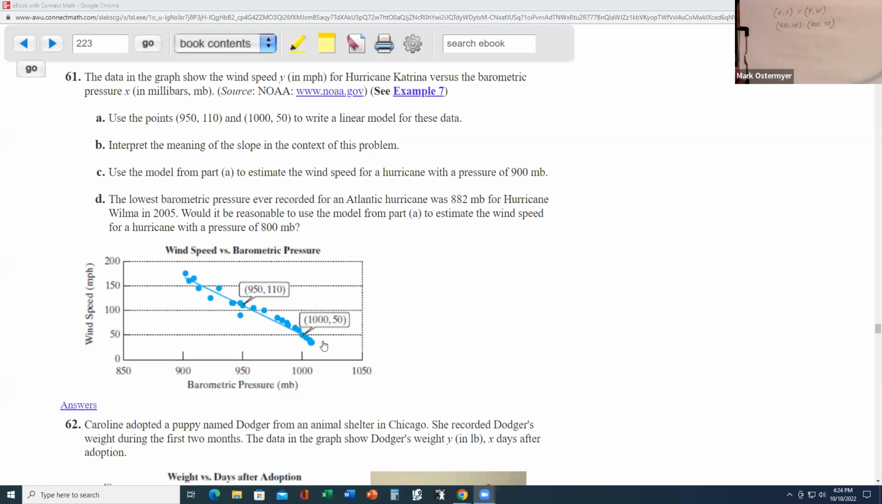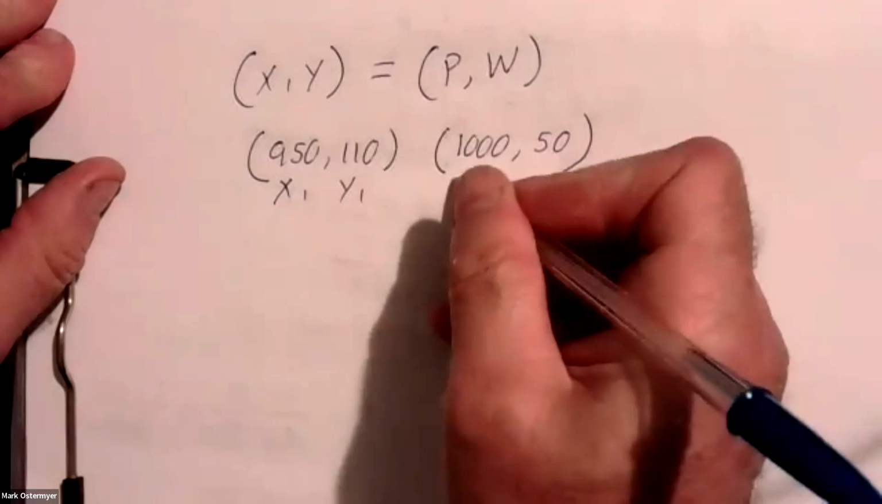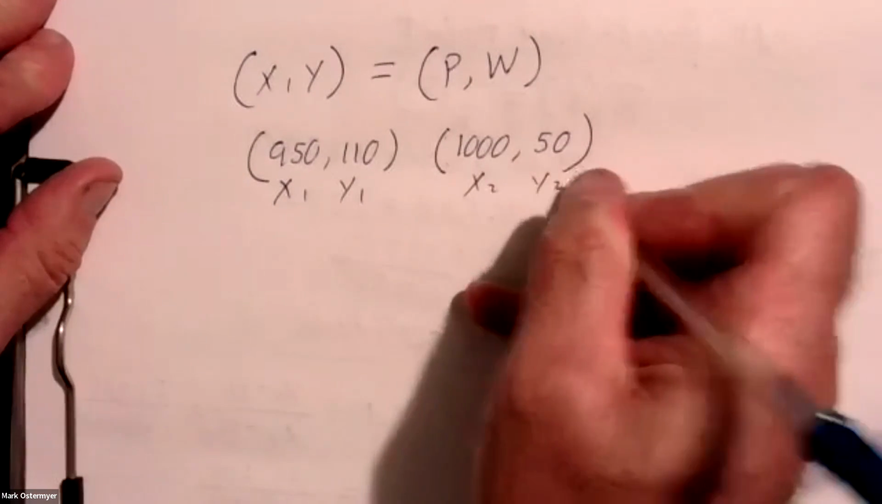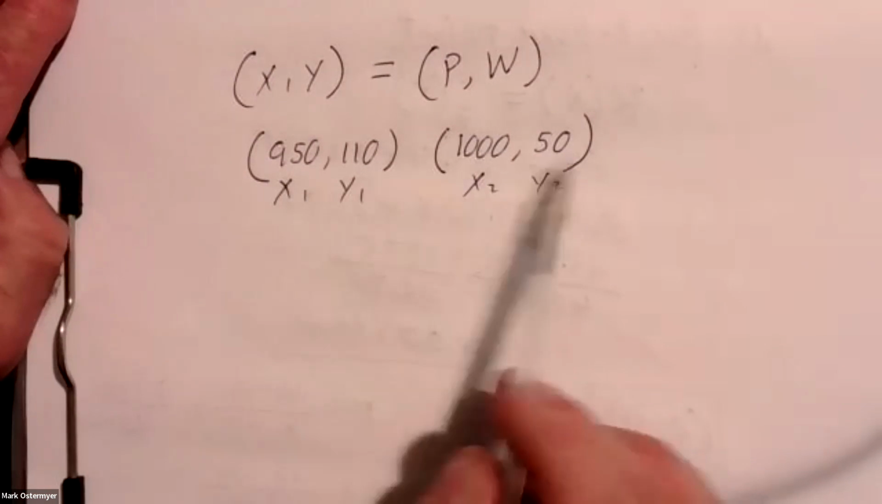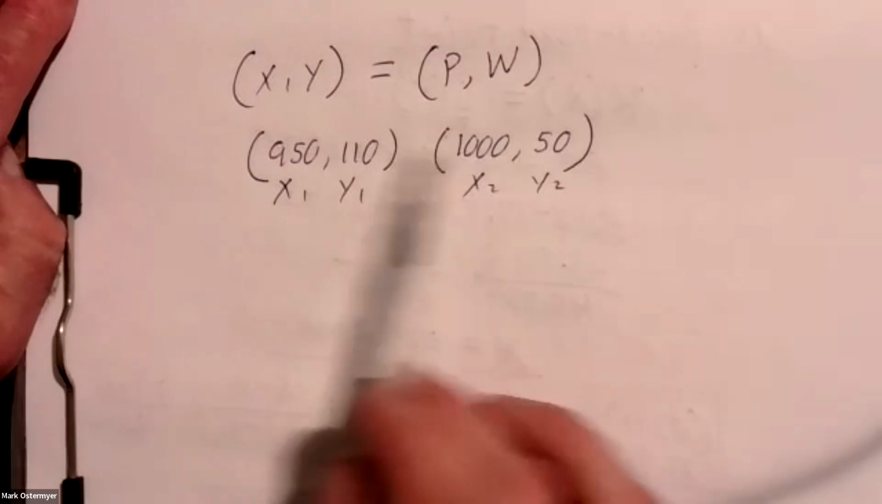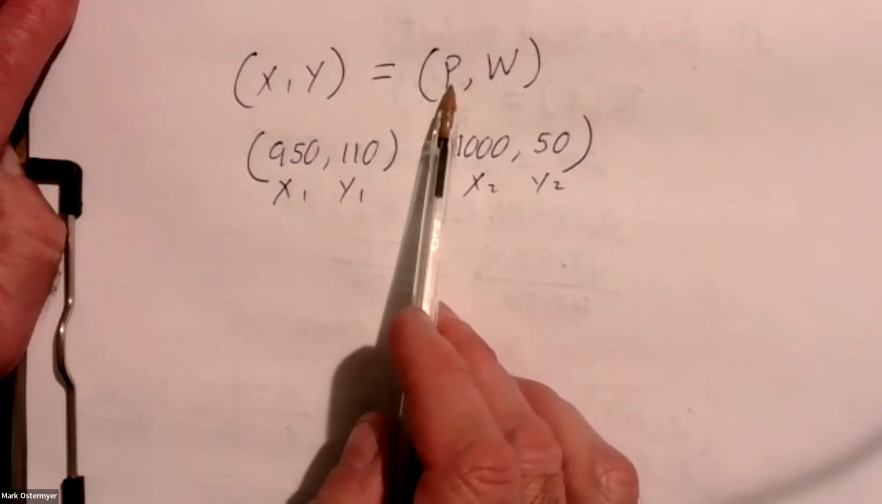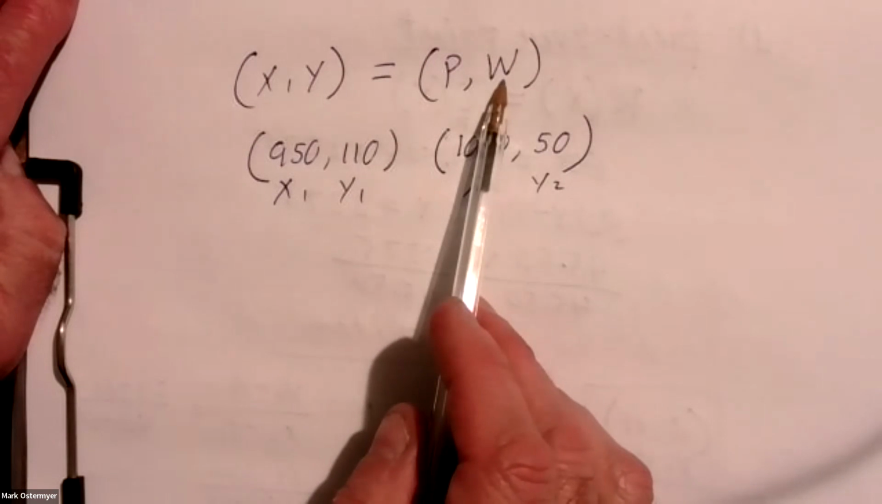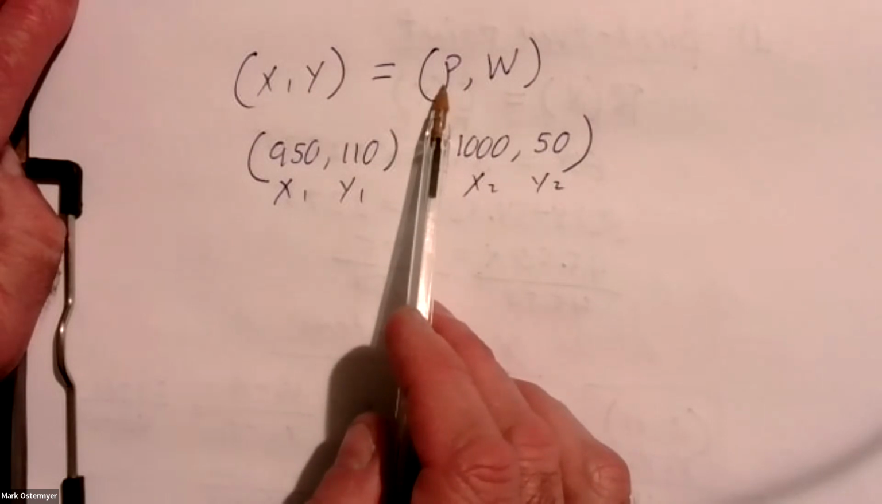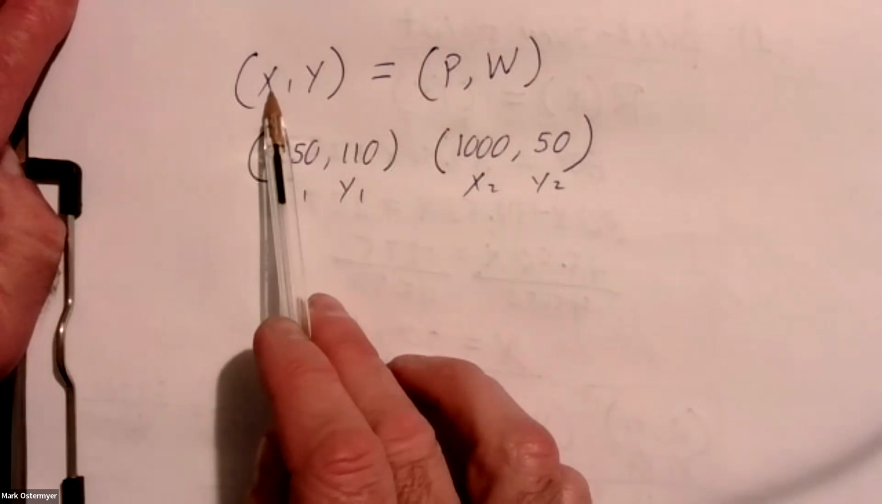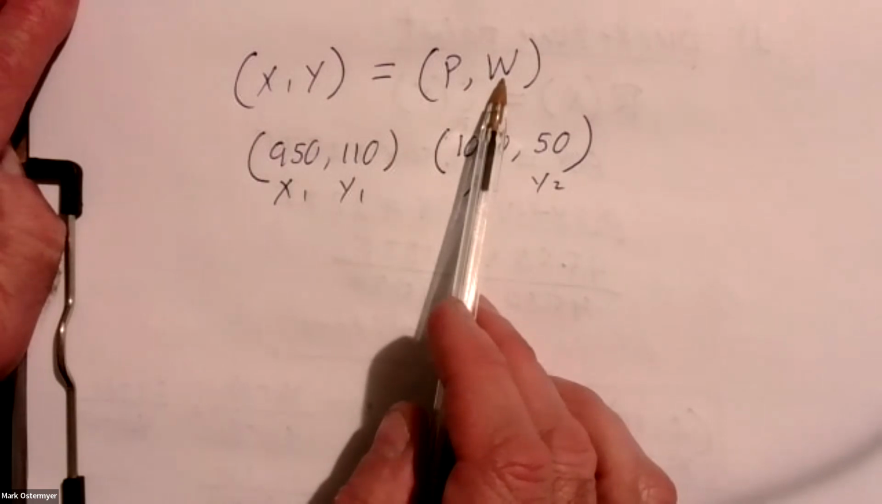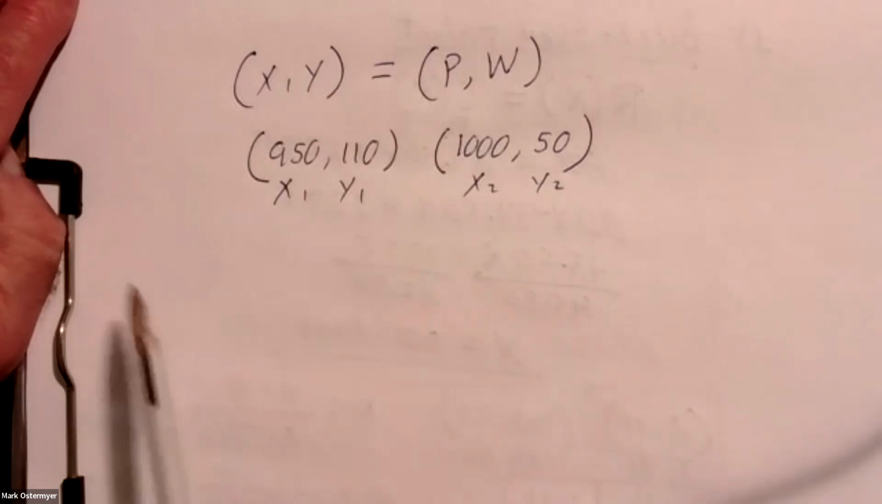So what I'm going to do here is I'm going to call this point my X1, Y1 point. Well, first of all, it'd be nice if we could even see what I'm doing here. And I'm going to call this my X sub 2, Y sub 2. So I'm going to model this wind speed versus pressure data according to a linear function. P is pressure, W is wind speed. P is my pressure, which is my independent variable, my X variable. The wind speed is my dependent variable, which is the Y variable.